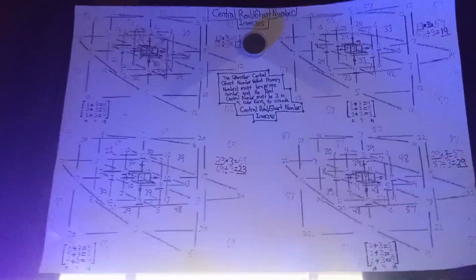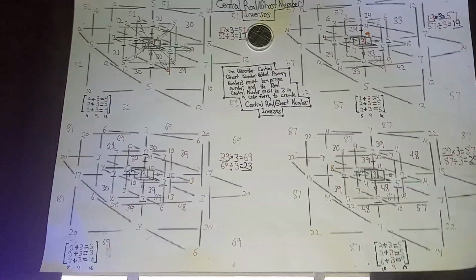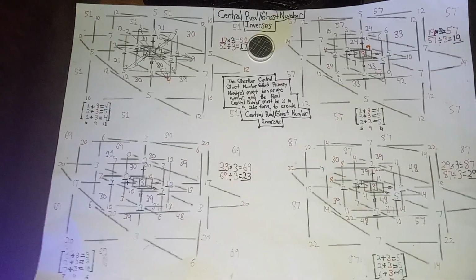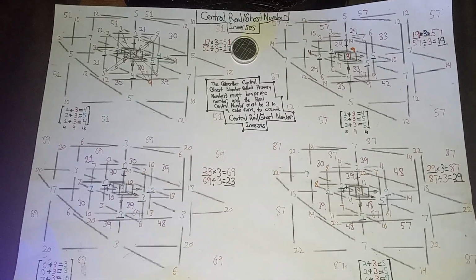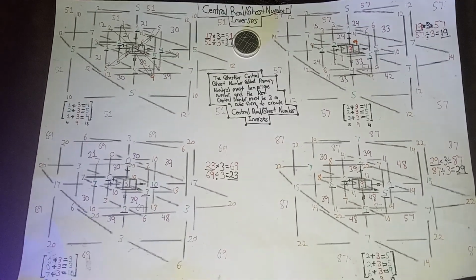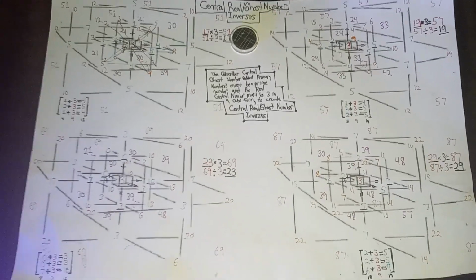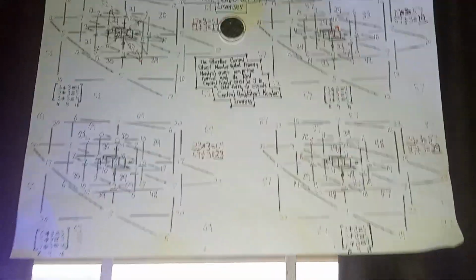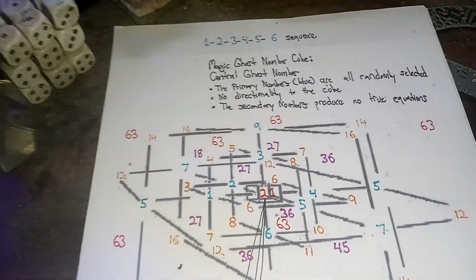This was an earlier attempt at trying to describe exactly what a magic hybrid number cube does, and it's a little bit too messy, and I didn't really get into it here. But this is something I'm going to try to get into a little bit better.